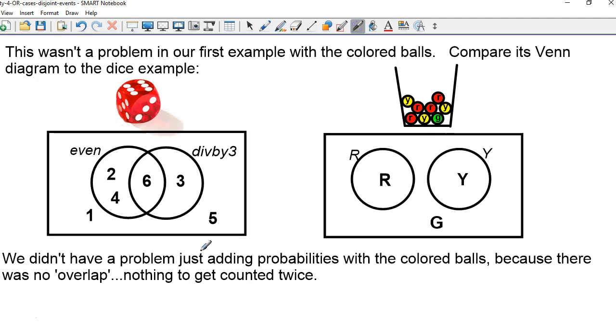Okay, that wasn't a problem in our example with the colored balls. So here's the Venn diagram for the dice scenario, but here's the Venn diagram for the balls, right? If we have red and yellow as the events we're studying, then the reds are in the red circle and the yellows are in the yellow circle and the greens are outside, but there's no overlap. There's no way that I can draw a ball and have it be red and yellow at the same time. Since there was no overlap there, then it worked to just add the probabilities. We didn't have an overlap, so there was nothing wrong there.